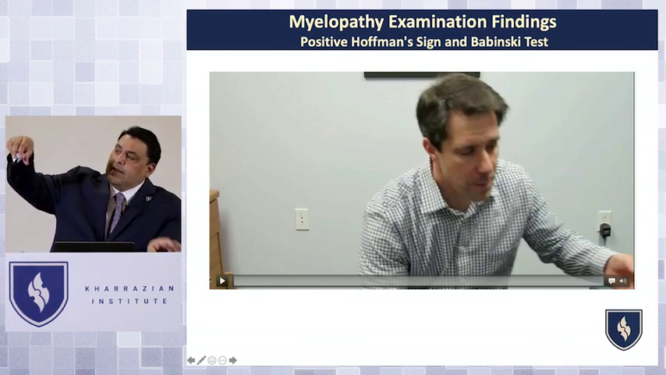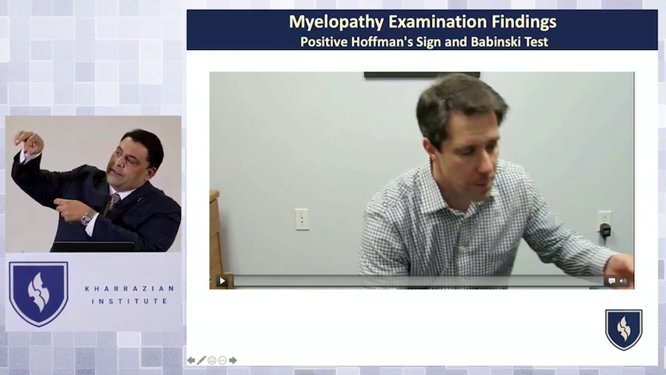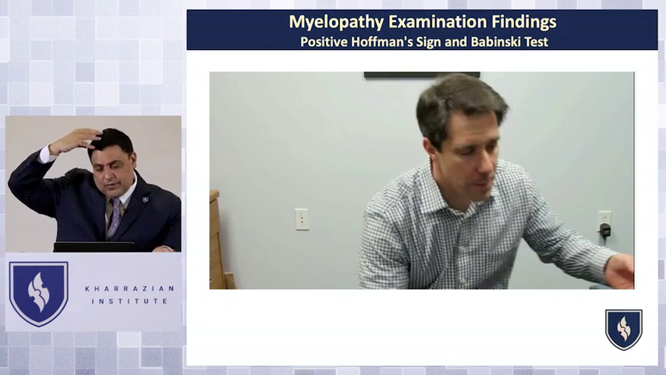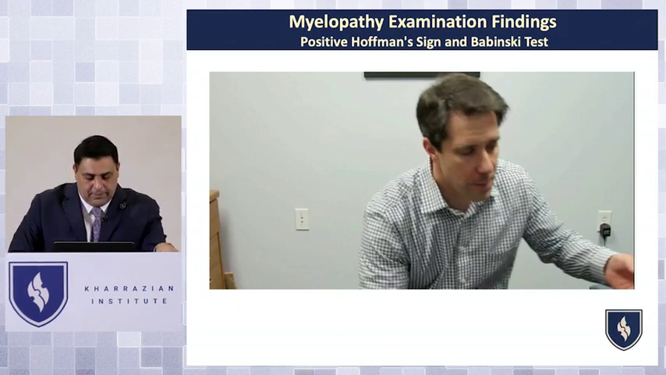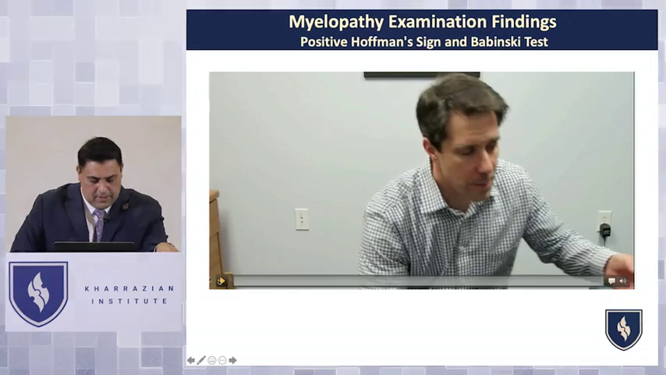Hoffman sign, you basically hold a finger, you flick it, and if these two fingers come together, that means that somewhere between the frontal lobe, the upper motor neuron tract is involved. With Babinski's, you stroke the foot and see if the toes flare up. So here's a great video on that.